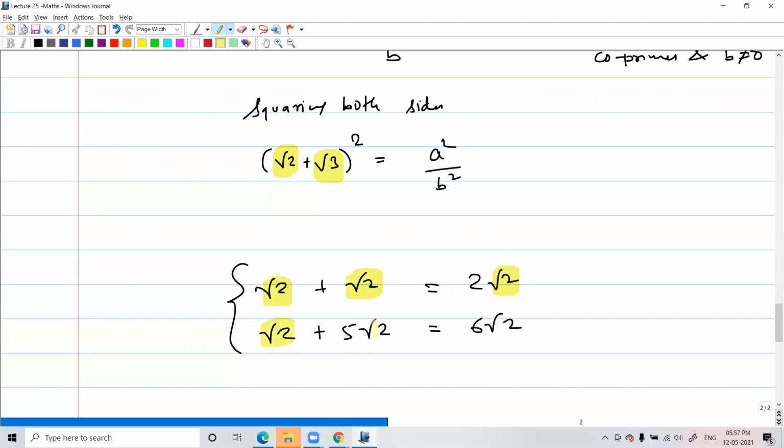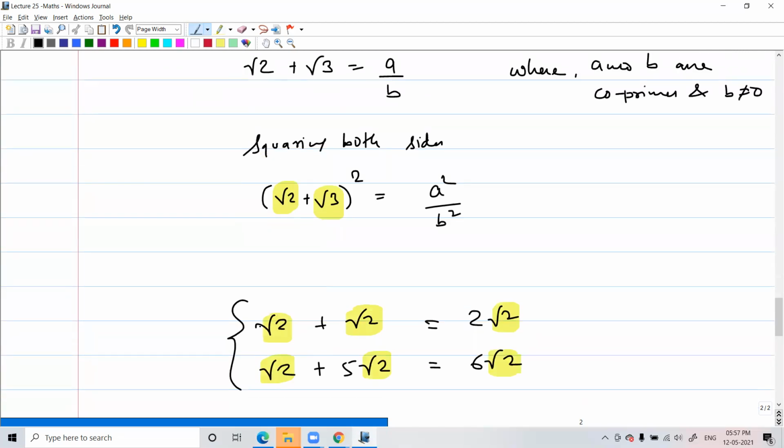And this is 1 root 2 and 5 root 2. So 1 root 2 and 5 root 2 become 6 root 2. So a root 2 term can be added with root 2, but you can't add root 2 with root 3. This is the simplest form. You have to write it like root 2 plus root 3 only. Okay, is it clear to everyone? Yes, sir. Okay.